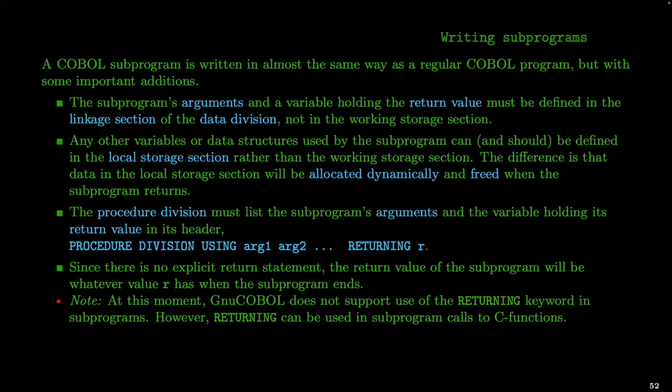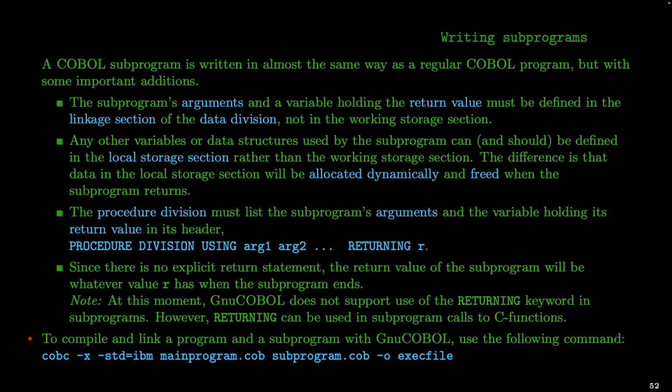Now here's a bit of a tricky issue. At this moment, GNU COBOL does not support using the returning keyword in subprograms. So if you want to practice subprograms in GNU COBOL, you cannot use this. However, you can use returning in subprogram calls when you call C functions as subprograms. And I will talk about this a little bit more in an upcoming chapter on modularization. So be aware of this. You cannot use returning when you write your own COBOL subprograms.